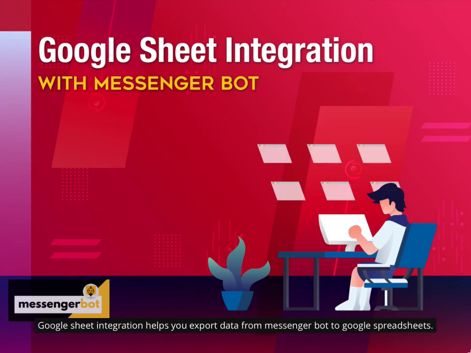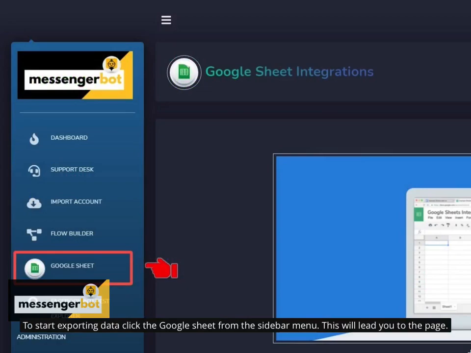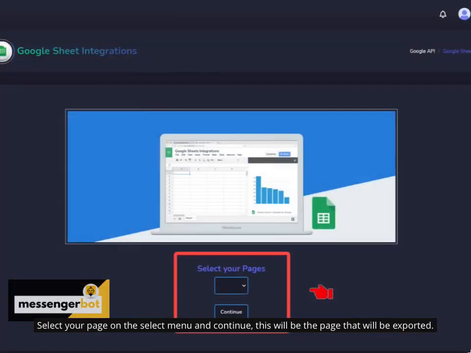Google Sheet integration helps you export data from Messenger bot to Google Spreadsheets. To start exporting data, click the Google Sheet from the sidebar menu. This will lead you to the page. Select your page on the Select menu and continue. This will be the page that will be exported.